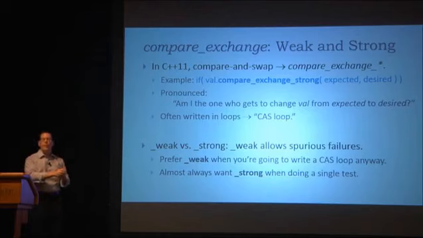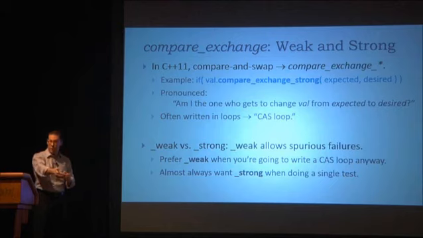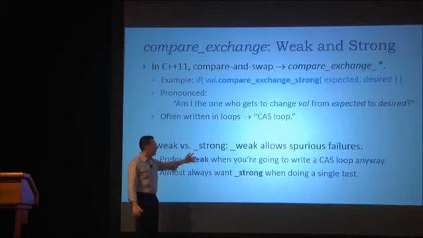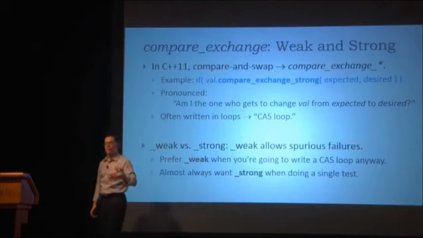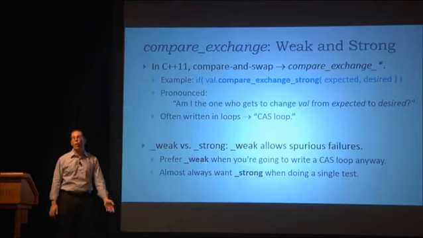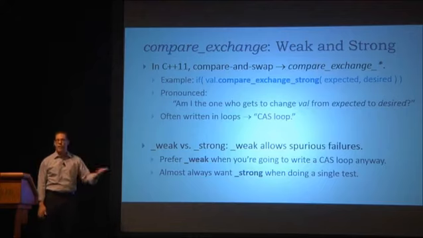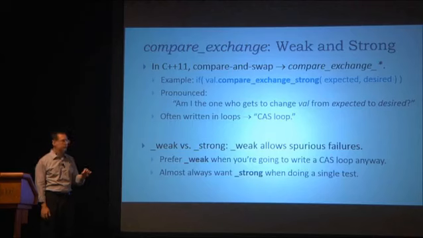But if you're going to be doing it as a single test, you really just want to look once and you want to know, not have a spurious failure, then use the strong version. The reason for the weak version is that there can be extra efficiency sometimes if you allow the possibility of spurious failure. And you don't care about that if you're testing it in a loop anyway.